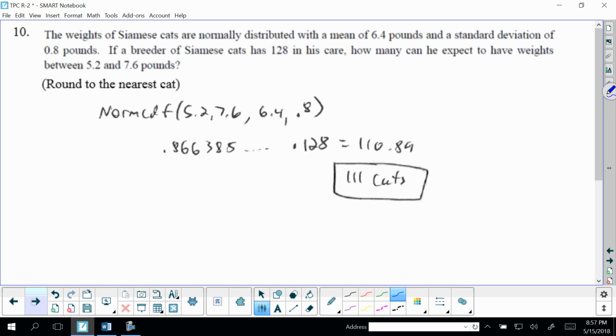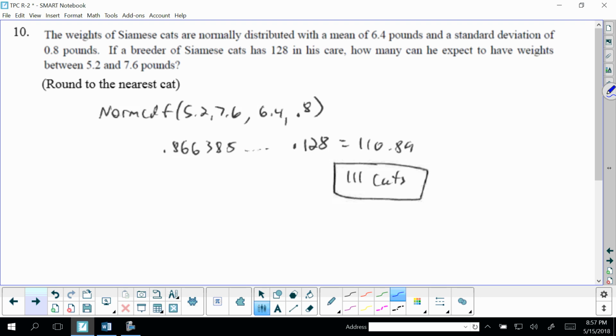Skip ahead 2 pages to the other ones that we hadn't done yet, starting with number 10. We had a normalcdf between 5.2 and 7.6. Mean was 6.4, standard deviation 0.8. Sub that in. Now that gives you 0.866385. So that would be the percent of cats.